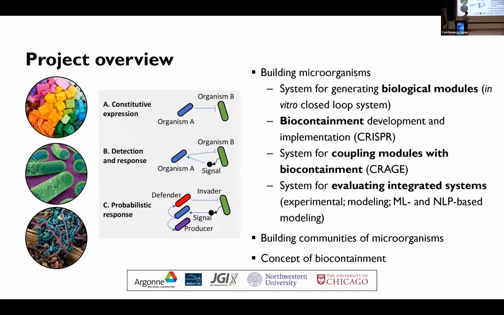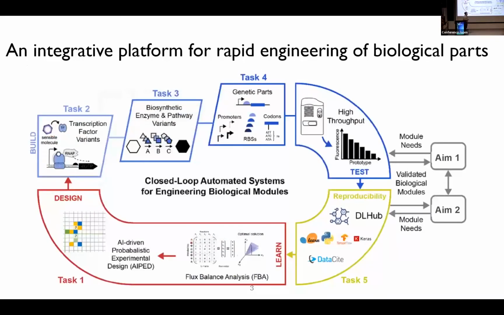There's a joint project between Argonne, Berkeley, JGI, Northwestern, and the University of Chicago. The core of that is about building an integrated platform for rapid engineering of biological parts. In this case, we think of the entire cell as a Lego building, and you have various pieces of the Lego that you need to assemble. Those parts consist of transcription factors, enzymes, and genetic parts, and all of these need to be built up in some sort of closed loop automated system so that you can rapidly test what's happening inside the cell or inside the microbiome that you're interested in looking at.